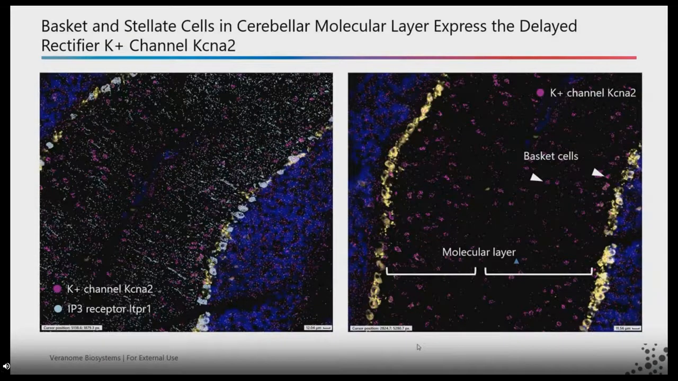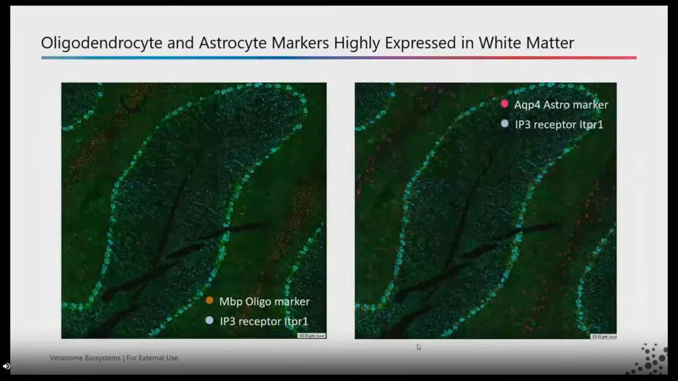A couple of other examples are a potassium channel, a delayed rectifier that's expressed, looks like mainly in basket cells and stellate cells. Gives you a really nice view of how they're distributed out in the molecular layer. And then finally, in white matter regions, you can see clearly myelin basic protein, as well as aquaporin for astrocytes being distributed out in the fringes there.